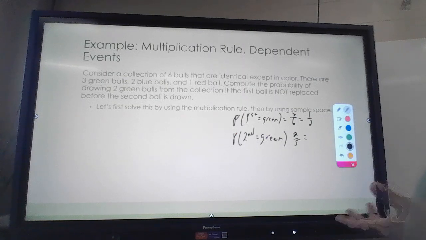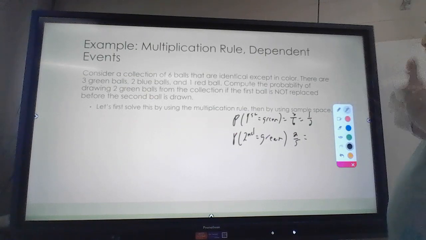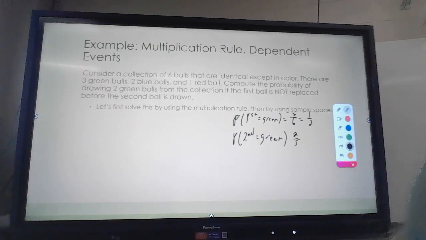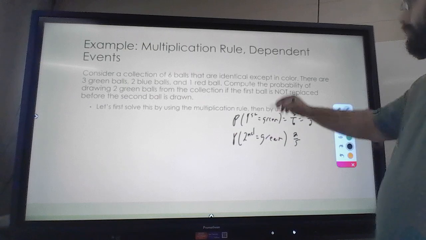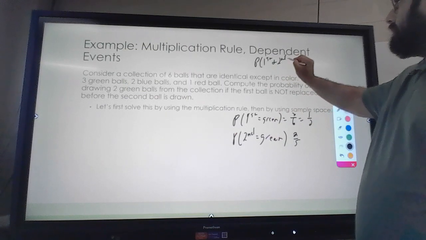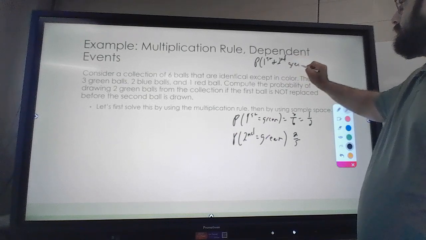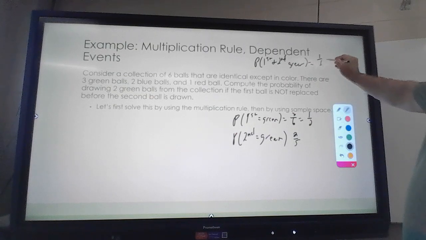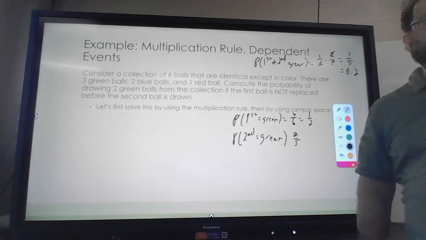That's because drawing the first green ball out of the pile affects the probability of drawing the second green ball. Okay? So if I wanted the probability of both the first and second being green, then I multiply these two together. 1/2 times 2/5, right? That's 1/5, which is a probability of about 0.2.